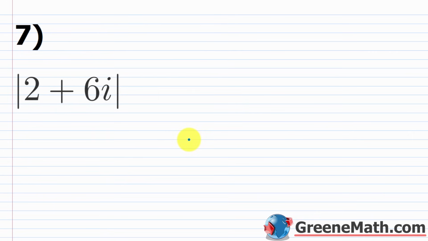All right, let's take a look at problem 7. So here we have the absolute value of 2 plus 6i. So this is equal to, let me just write this down here.